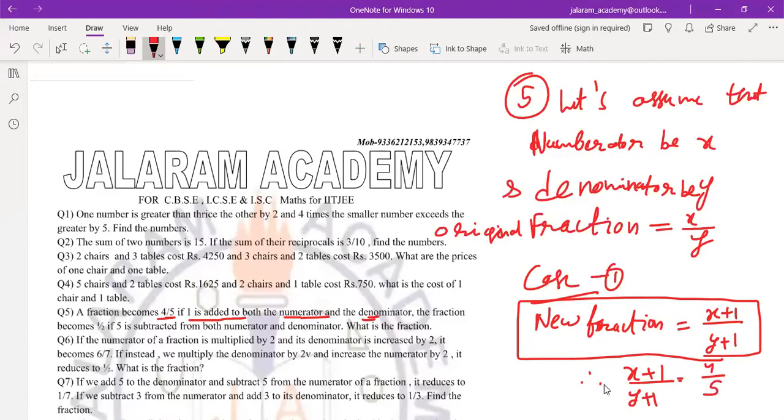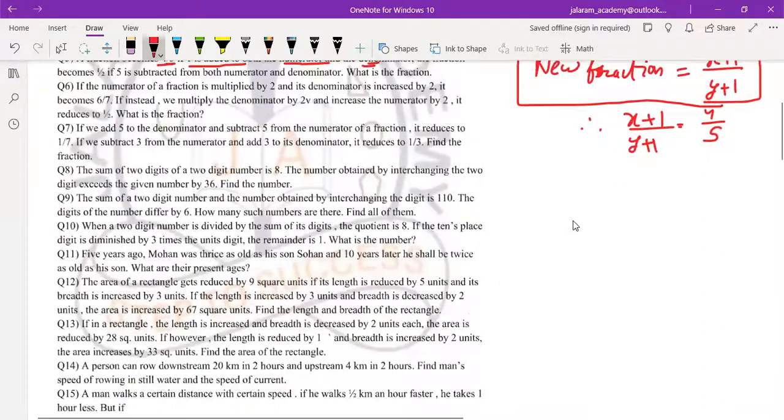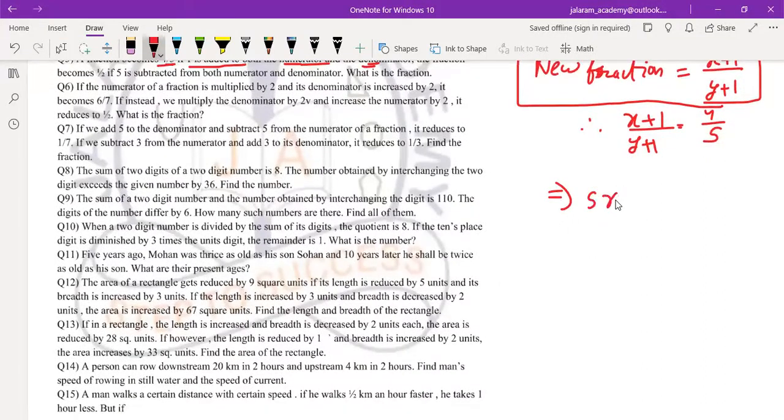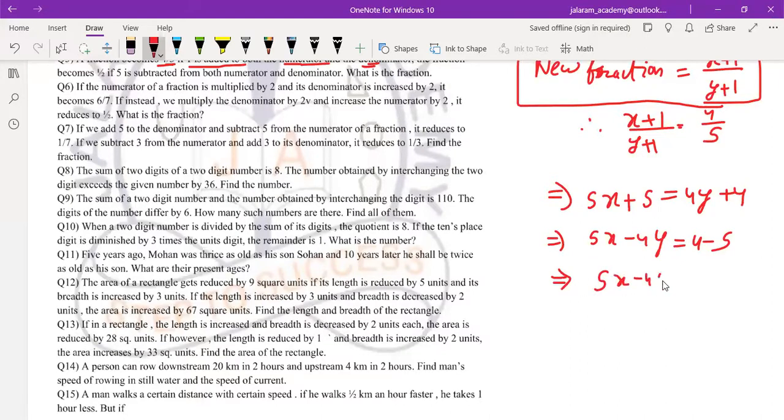So we compare them and then cross multiply to get the linear equation, simultaneous linear equation. 5 ones are 5, 5x plus 5 equals 4y plus 4. It implies 5x minus 4y equals 4 minus 5. It implies 5x minus 4y equals minus 1, which is equation number 1.